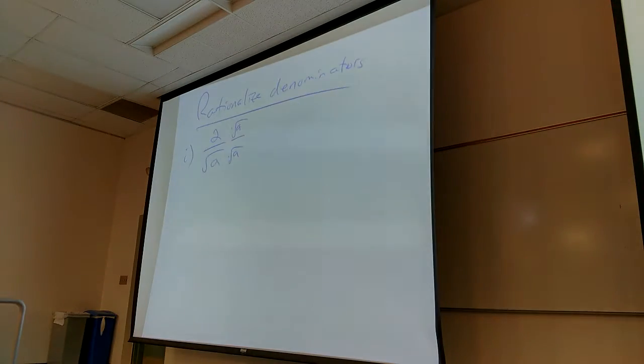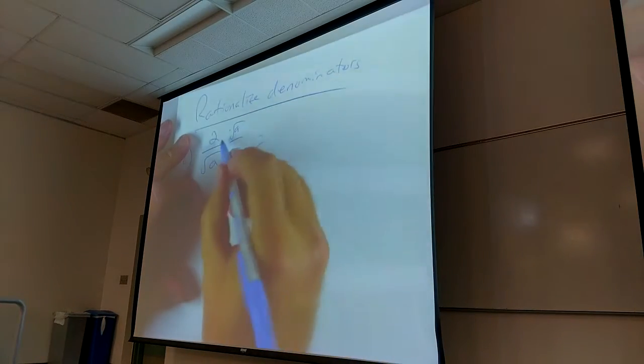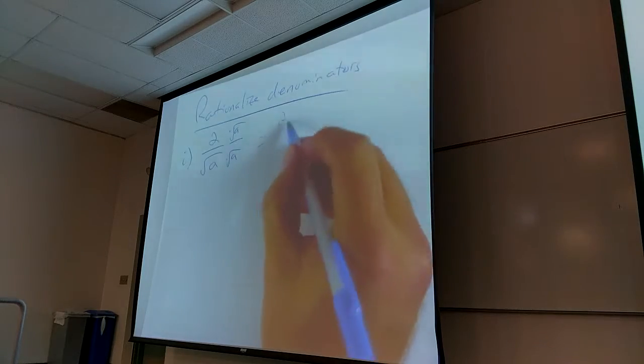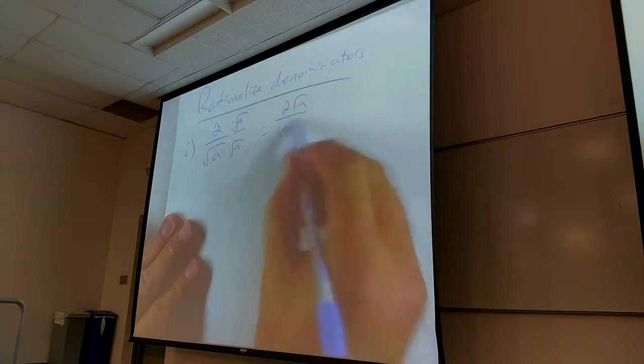So this is what rationalization means. I prefer the term complete the root. What does that root require? Two things. What does it have? One thing. What do I give it? Another thing. So what do I get on the bottom now? On the top, what do I get? 2 square root of a. Good. I can't put them inside because it's not the square root of 2. And on the bottom, I get square root of a.